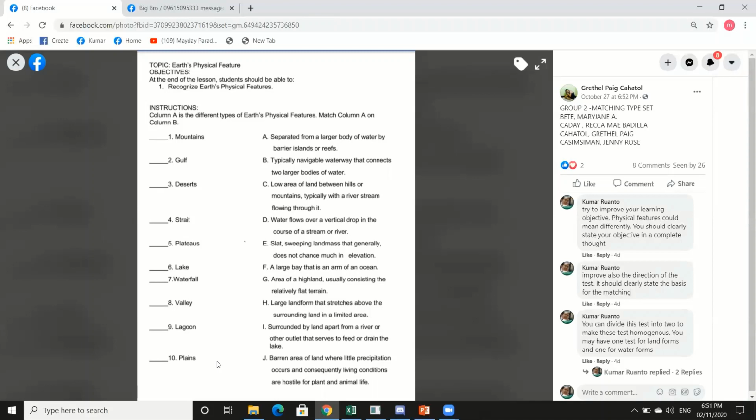So take note. Longer statements should be placed on the left side in column A.